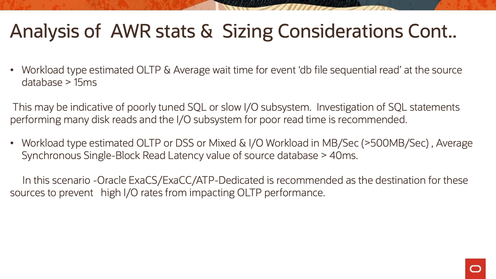If the workload type estimated is OLTP, DSS or mixed, and IO workload in MB per second is greater than 500 MB per second, and the average synchronous single block read latency value of the source database is greater than 40 milliseconds, then in that scenario, again, Oracle Exadata Cloud Service, Exadata Cloud at Customer, or ATP dedicated is recommended for the destination, because that way you can prevent the high IO rates which might impact OLTP performance.